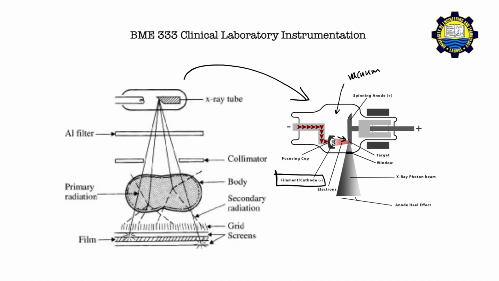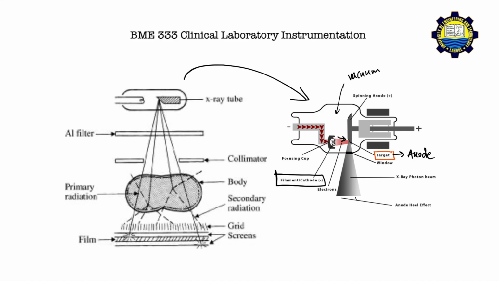Also, the next important aspect here is the anode, which is referred to here as the target. I'm going to call that anode here. So the purpose of this is to convert electrons that approach it with high kinetic energy into X-ray photons. So electrons collide with the anode, and they undergo two kinds of phenomena for the X-ray photon generation.